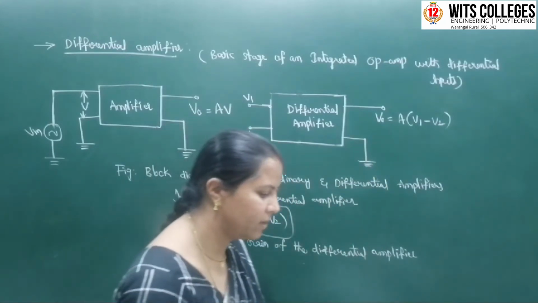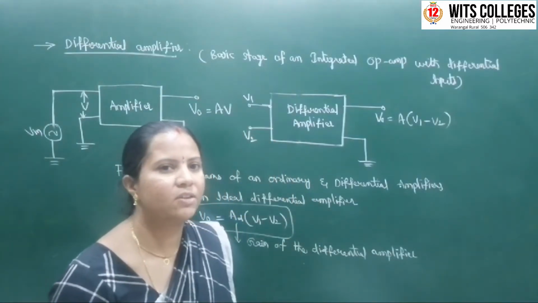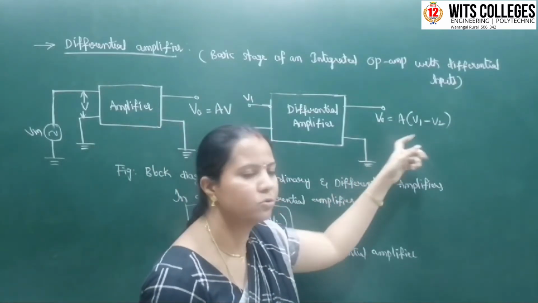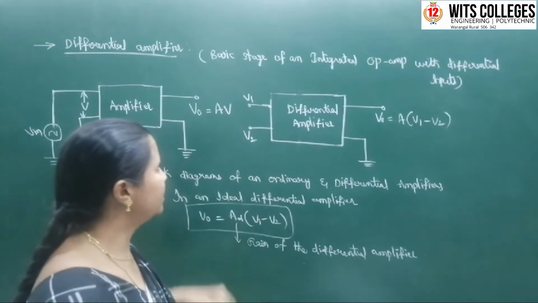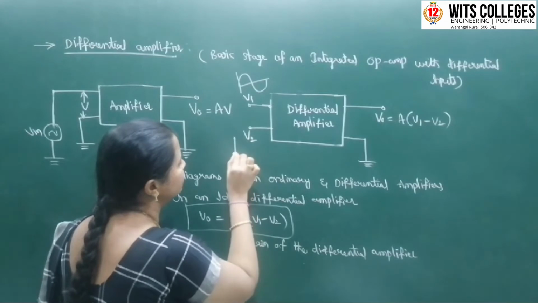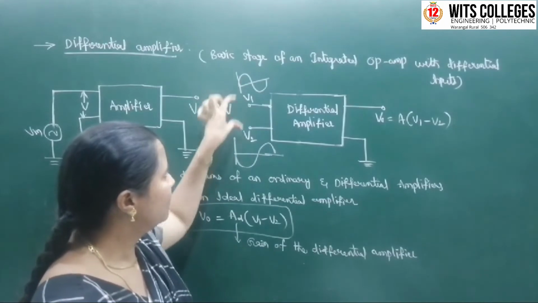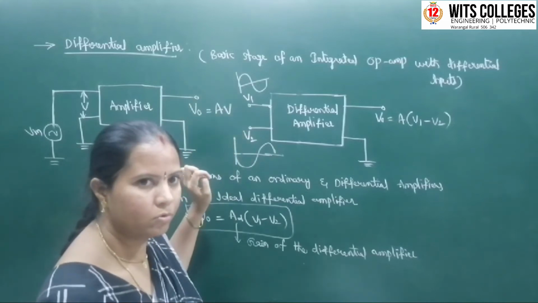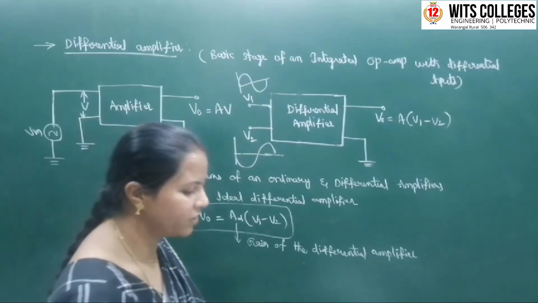What is a differential amplifier? It is a circuit that can accept two input signals and amplifies the difference between them. The output voltage V0 is proportional to the difference between the two input signals V1 and V2. For example, the input signal V1 is like this and the other input signal V2 is like this. So the input signals are 180 degrees phase shifted with respect to each other. We are not giving the same inputs. Okay, so this is about the differential amplifier.